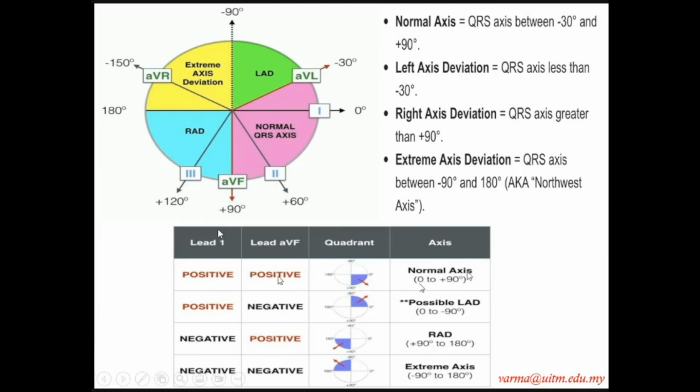But if you saw your lead 1 is positive, but your lead aVF is negative, it means you are at this area. You are in possible left axis deviation. If lead 1 is negative and lead aVF is positive, you are looking at right axis deviation, from here to here. And if both are negative, it is extreme axis, you are looking at here. I don't know how to keep it easy for you. You just have to remember lead 1 and aVF, and then memorize this. This comes out in MCQ.